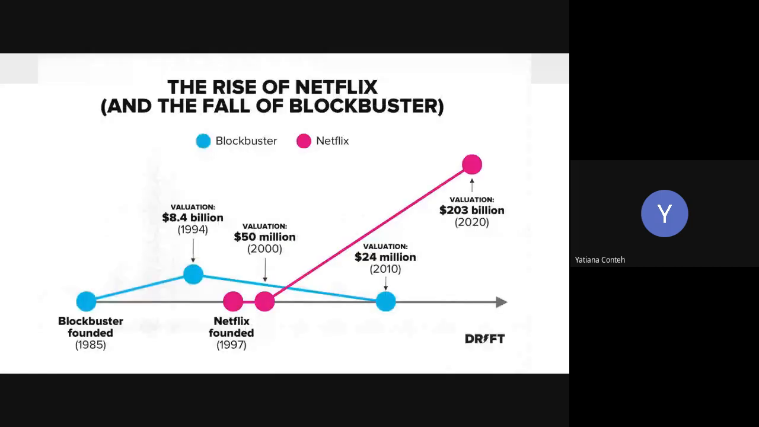So this is just a picture of the rise of Netflix and obviously the fall of Blockbuster. You can see Blockbuster was founded in 1985, Netflix in 1997, so Netflix has been around for quite a while. Blockbuster was valued at $8.4 billion in 1994. In 2000, Netflix was valued at what? $50 million. So you can see the difference in terms of valuation: Blockbuster, $8.4 billion; Netflix, just $50 million. But at the end of the day, Netflix is now valued at $203 billion, that is in 2020. And in 2010, Blockbuster was valued at just $24 million, which is way less than the initial valuation of Netflix in 1997, which was $50 million.